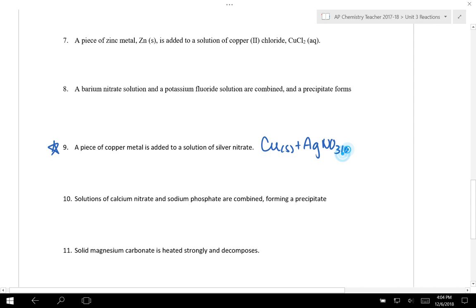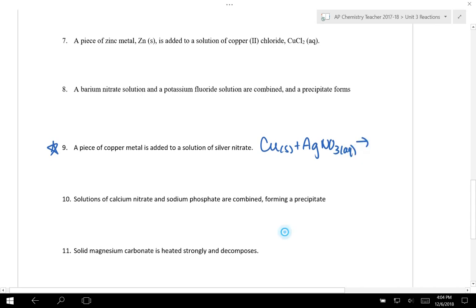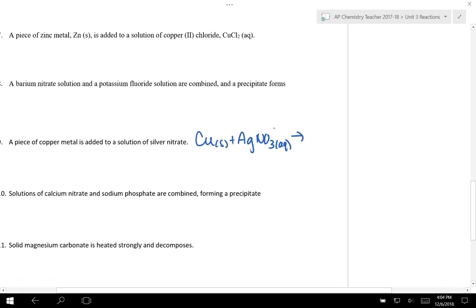This is one that we probably have done in class. And so the metal and the metal are going to switch places. You're going to end up with neutral solid silver, and then the copper is going to combine with the nitrate. And you might be wondering, how do I know the charge of copper, right? Because copper is a transition metal. We don't know what the charge is necessarily. So they would actually avoid this type of question on the AP test because it's a little ambiguous.